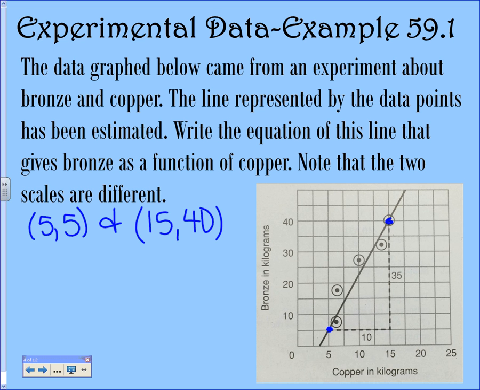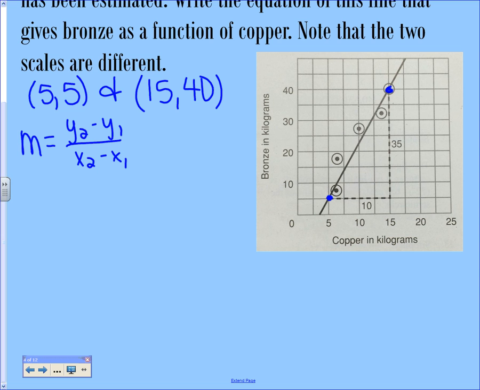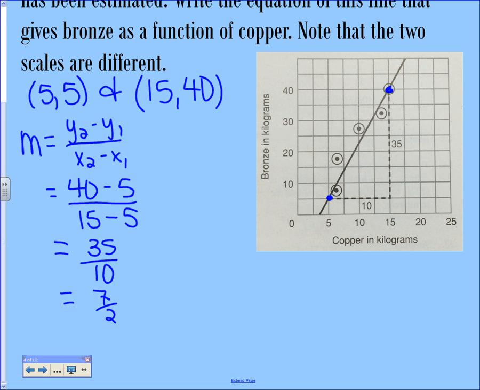Okay, so we're going to use our slope formula. y2 minus y1 over x2 minus x1. What is our y2? Minus what? Over 15 minus 5. So what do you get there? 35 over 10, which is 7 over 2, if you divide both by 5. You'll see where the slope comes from?